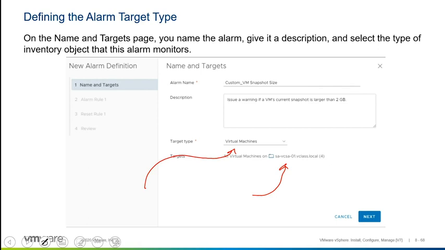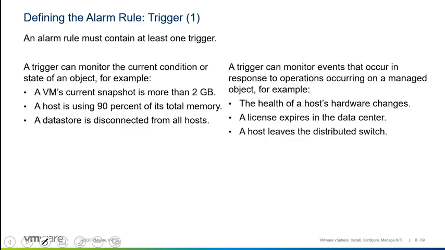Okay, as I click next, I set up alarm rules. These alarms are then given rules, and the rules have to have a trigger. What is going to trigger this alarm? And the trigger can be a number of different things.